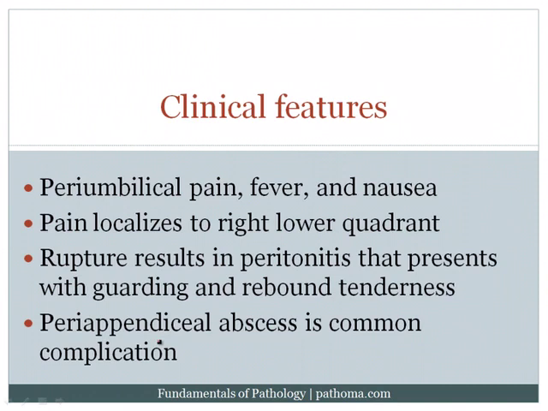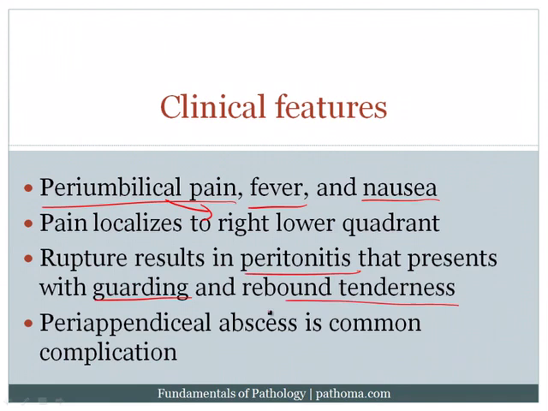Patients with acute appendicitis, they present with periumbilical pain, fever, and nausea. These are very classic signs and symptoms. The pain initially is periumbilical, but eventually localizes to the right lower quadrant. Rupture of the appendix could result in peritonitis, where you would inflame the peritoneum, and that would present with guarding and rebound tenderness.